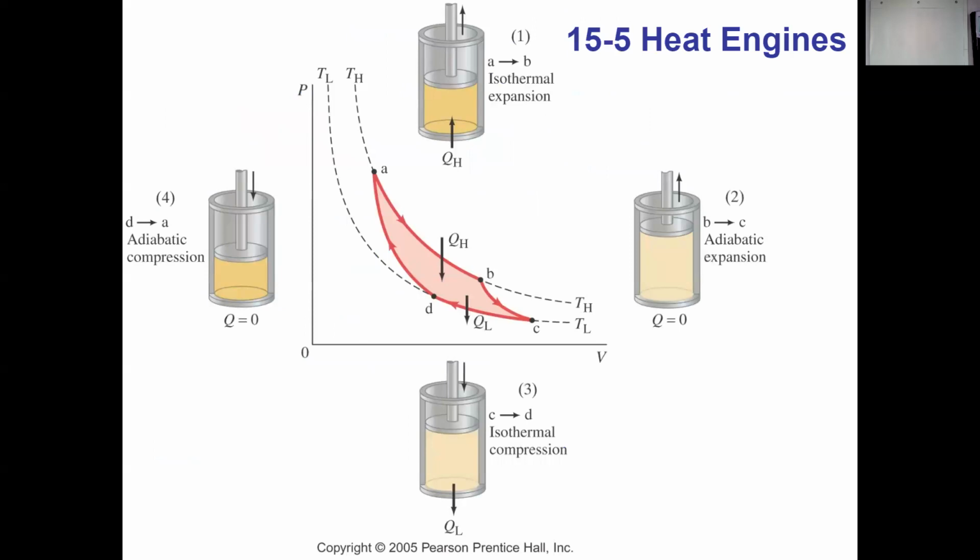So going from A to B, the dotted line shows that the temperature stays the same. That's an isotherm, and isotherms mean the change of internal energy is 0, so any heat added goes straight into work being done. Then from B to C, that's adiabatic, so Q is equal to 0. Now C to D, the process repeats itself. It's going to cool. And then we have one final adiabat, and again, Q is equal to 0.